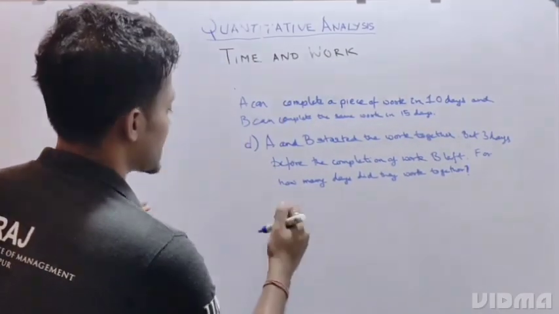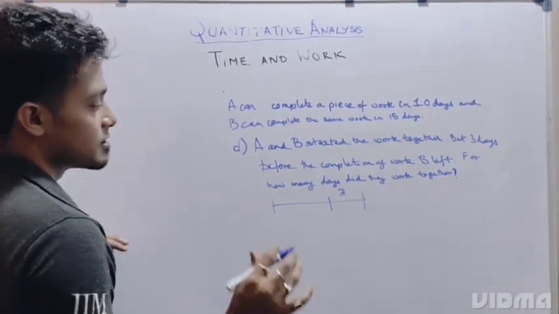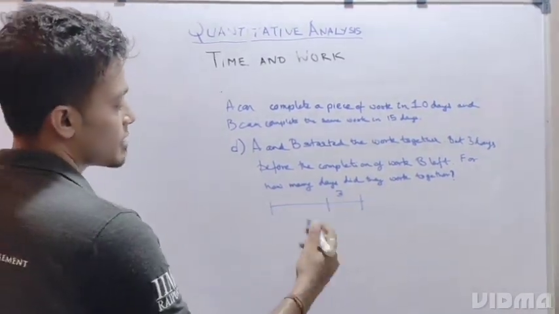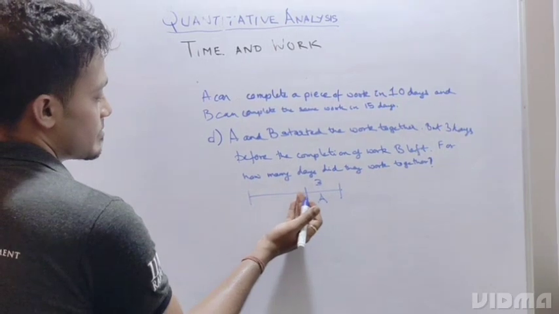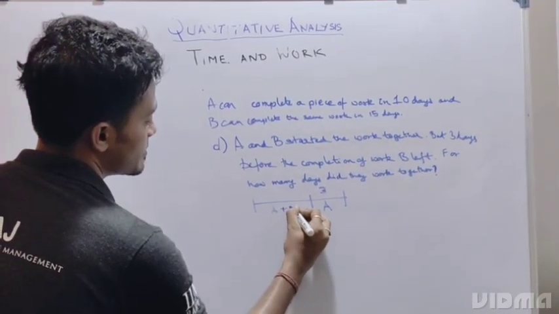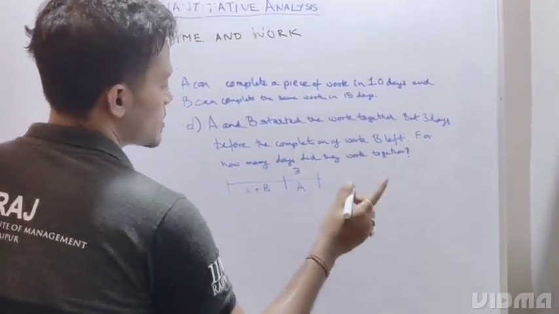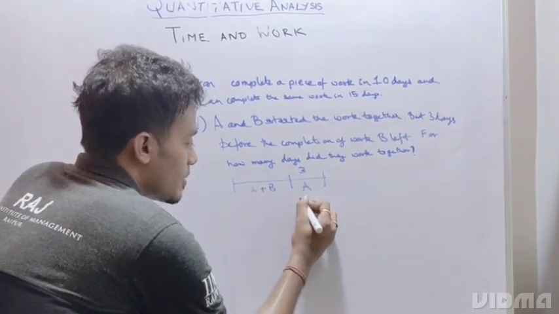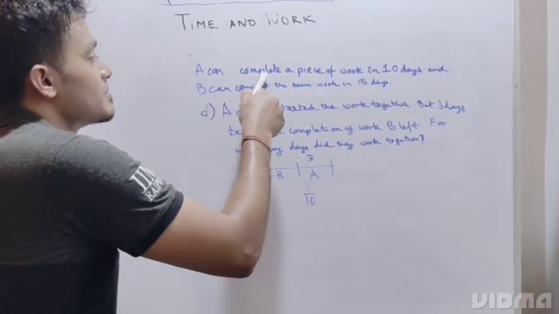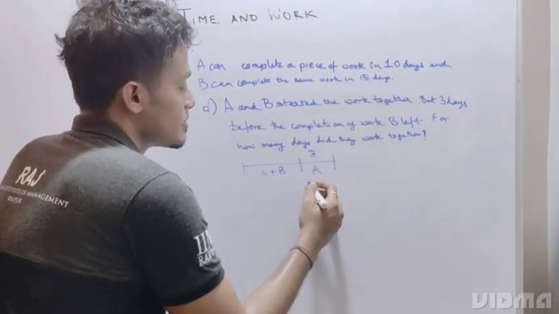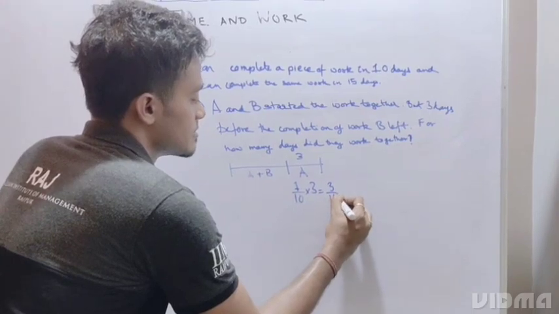So if we draw a timeline, 3 days before the completion of the work, B left. So A was the only person working, and before that A plus B, both of them were working. So for 3 days, how much work did A do? A does 1 by 10 unit of work, because A can complete the work in 10 days. So in 1 day A does 1/10. So for 3 days A will do 3 by 10.